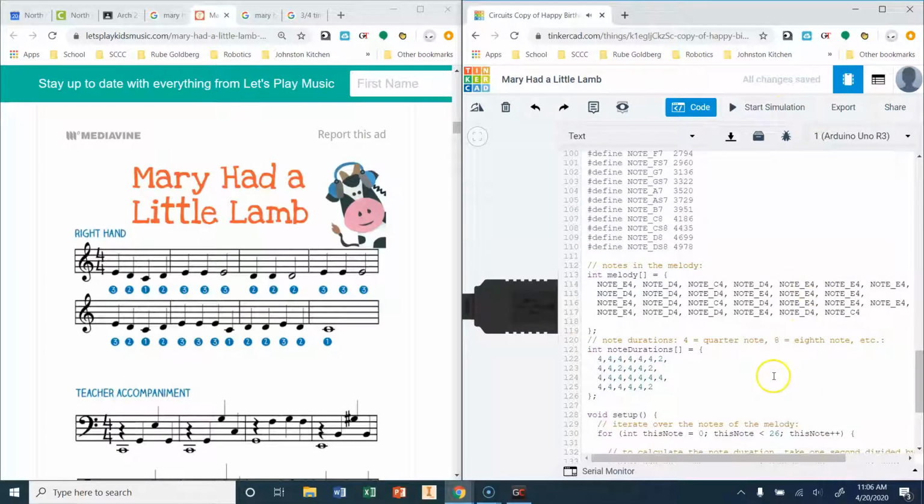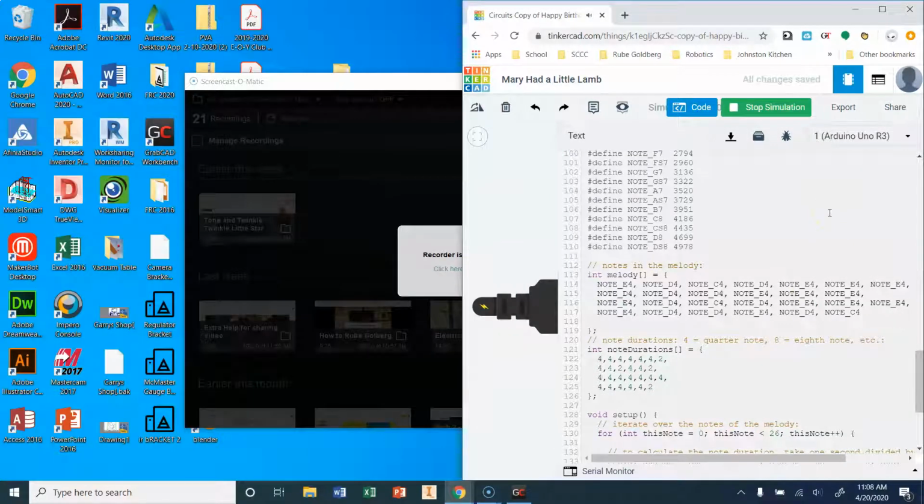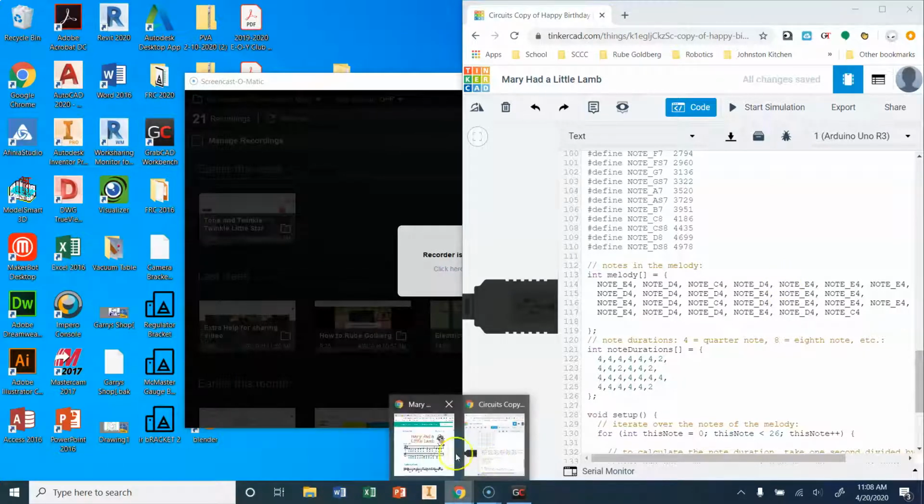Yeah, my computer is not having the recording. My computer's not really trying to record this and play it at the same time. But you're just going to have to take my word for it that it sounds pretty decent right now.